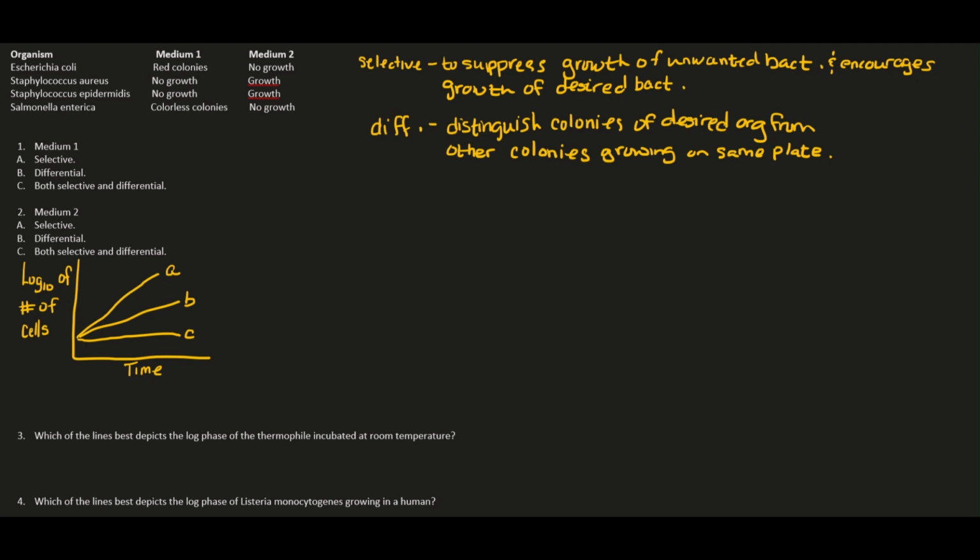Medium 1. You have red colonies, no growth, and colorless colonies. Here you see a distinguish between the colonies, but you also see that there is growth and no growth. Now, going back to our definitions, we see that medium 1 is selective and differential. So the answer to number 1 is C.